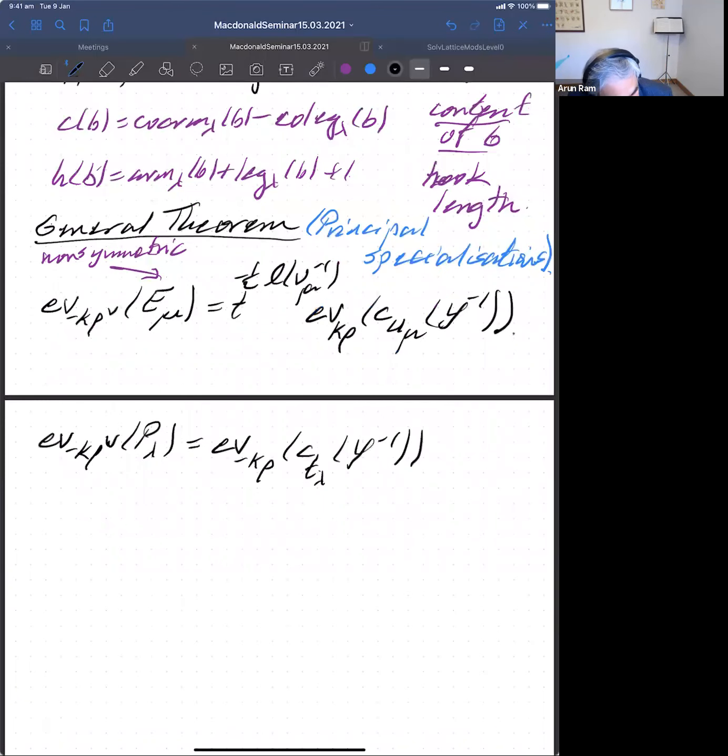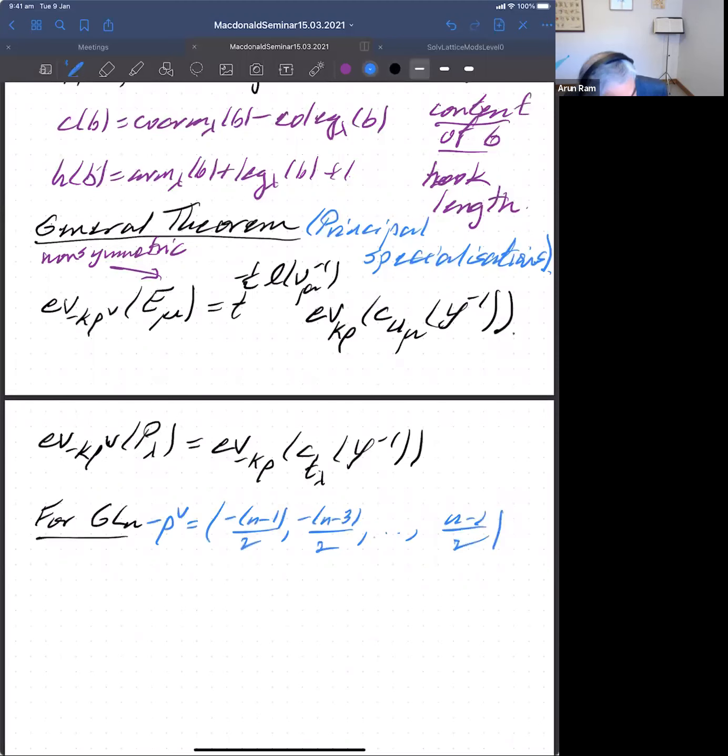So first, let me make a remark that for GLn, this element rho check, well, let me write minus rho check, is the vector which is minus (n minus 1)/2, minus (n minus 3)/2, and so on all the way up to (n minus 1)/2. So this is sometimes written as the half sum of the positive roots.